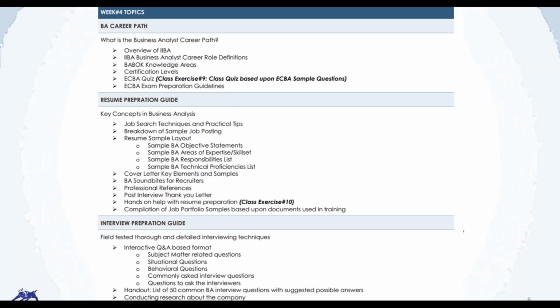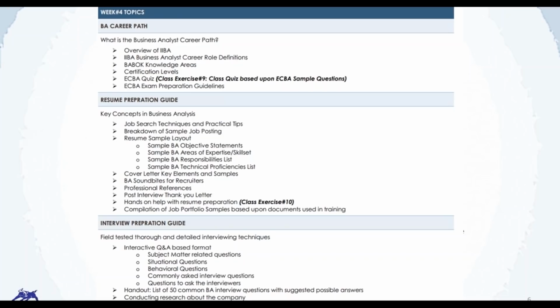This is a program which introduces you to the entire business analyst career path. So the week 4 topics you can see on this slide. The detailed PowerPoint has all the chapters that we cover for all the 4 weeks. Here I want to emphasize that we go over the details of the BABOK Guide knowledge areas, various certification levels. A part of the objective of this course is to prepare you for the ECBA exam from IIBA, which is the entry-level certificate in business analysis.